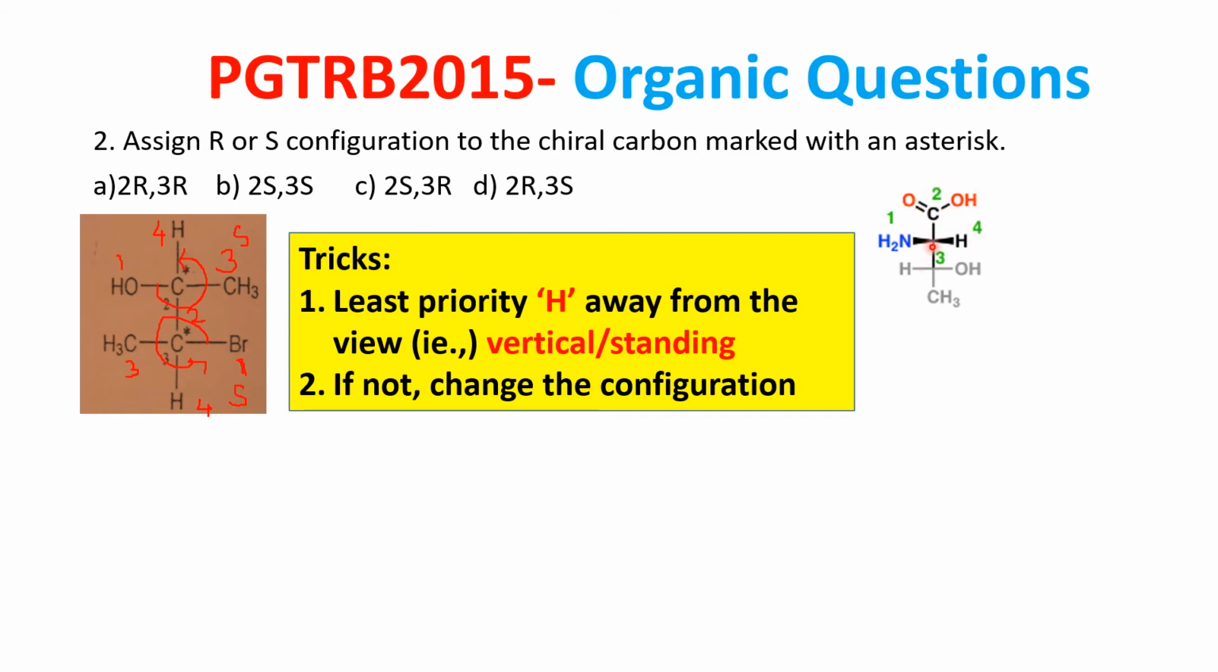If this is the 2, what will be the configuration? See 1, 2, 3, 4. It's R. Actually, the hydrogen, the least priority, should be in the standing line, not in the horizontal line. If it is in a horizontal line, you need to change the configuration. So the configuration for this is R, a clockwise direction. It should be R, but we need to write this as S.